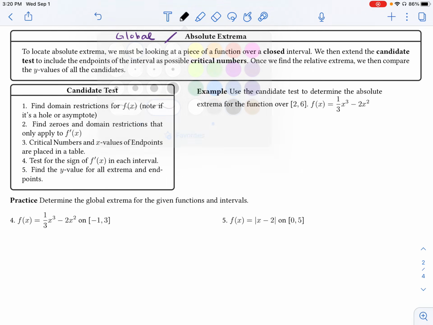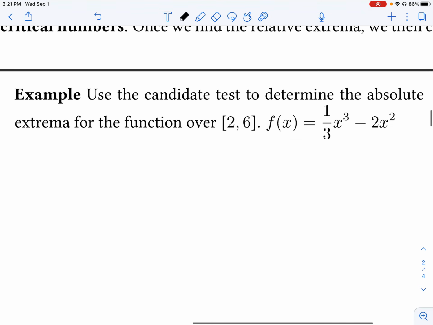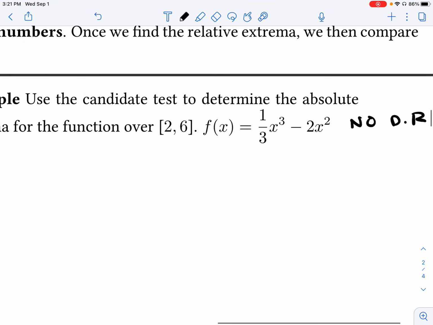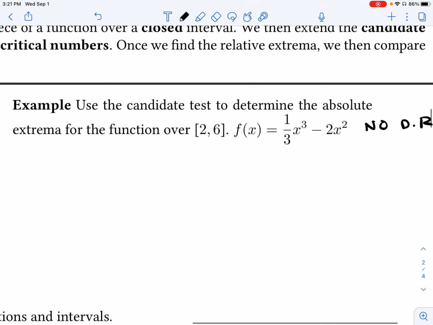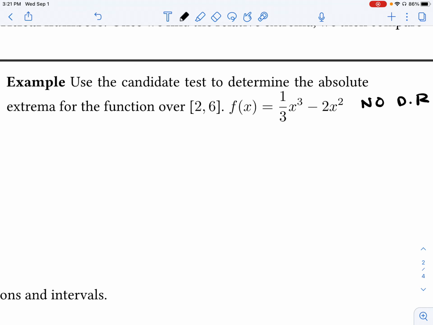So let's do an example together where we're going to use what we call now the candidate test to determine the absolute extrema of the function over the interval from 2 to 6. So let's look at this function here. First things first, we're going to look at our function and see if there's any domain restrictions, and the answer is no. I'm just going to write that to the side. There are no domain restrictions here. This is a cubic function, aka some type of polynomial function, so our domain is going to be all real numbers. Okay, so I don't have to worry about any domain restrictions.